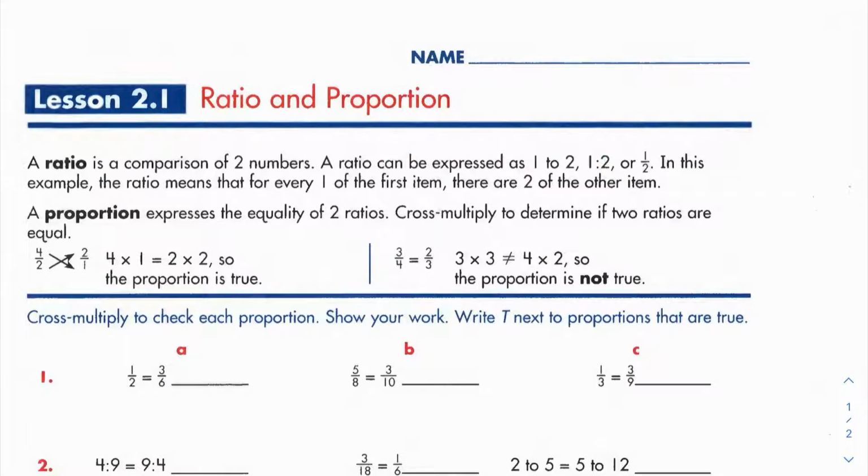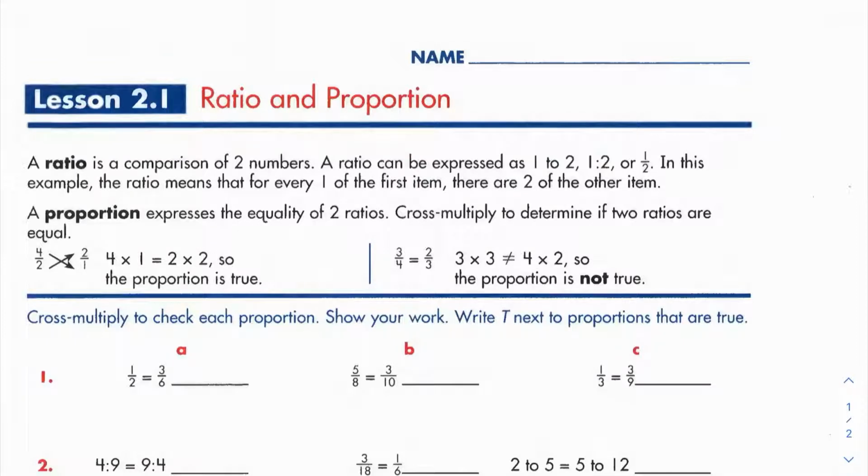Next, it defines a proportion as expressing the equality of two ratios. Equality just meaning that it creates an equation between two ratios. It says to cross multiply to determine if the two ratios are equal. And so what we're going to be asked to do on these problems is to cross multiply to check each proportion to see if it's a true equation and that it works. And we will do that by cross multiplying and making sure the work is true and valid.